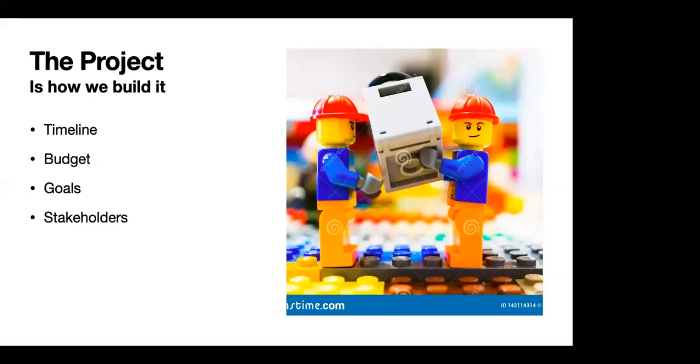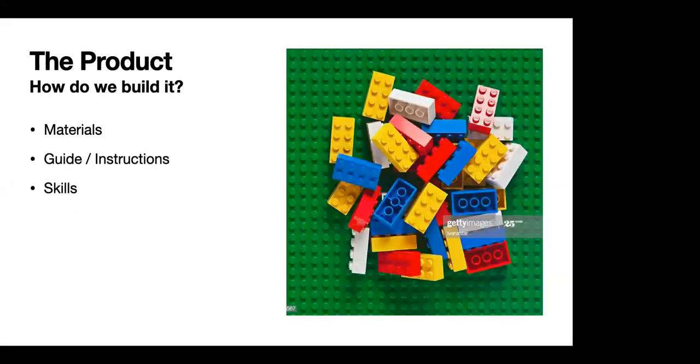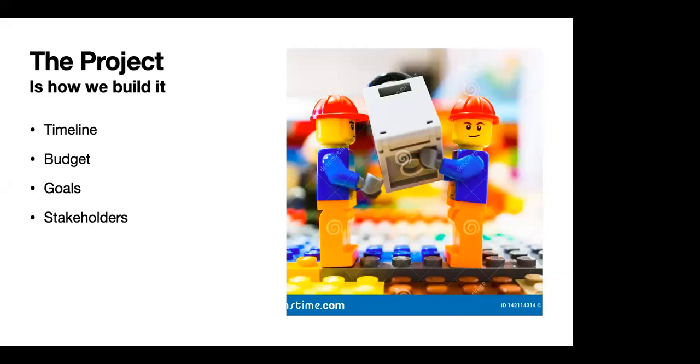So then comes the project. Now we understand what we're going to build and how we're going to build it. The project is the means, or the way, or the mechanism in which we build the product. A project will have a timeline. There's a timeline to build the product. There's a budget to build the product, and the project will have goals.